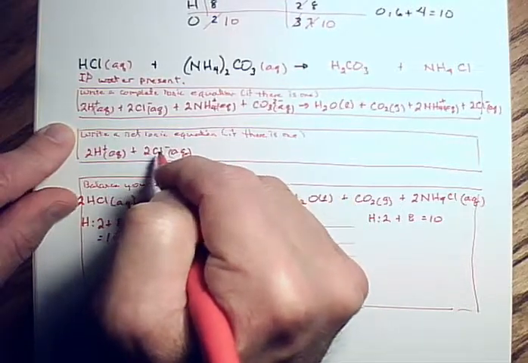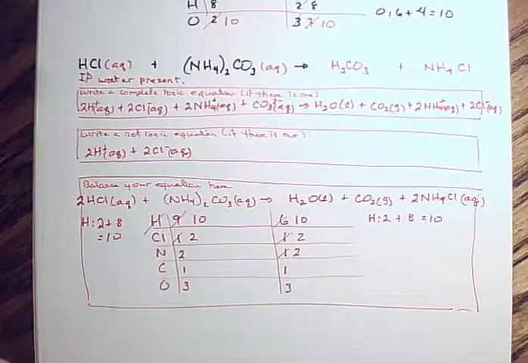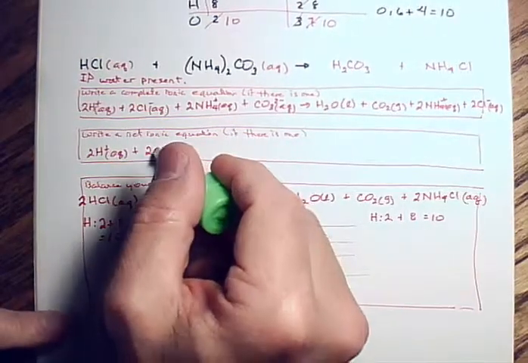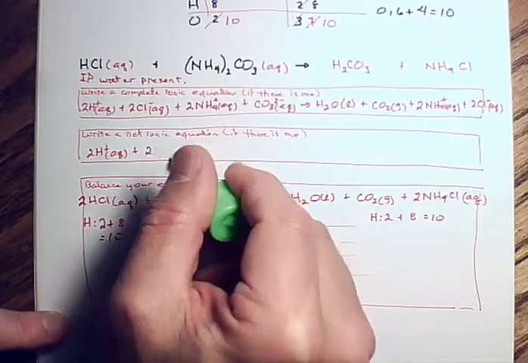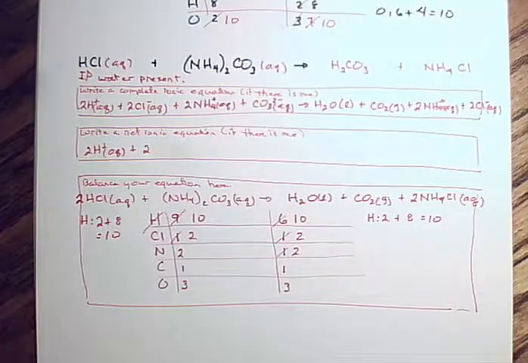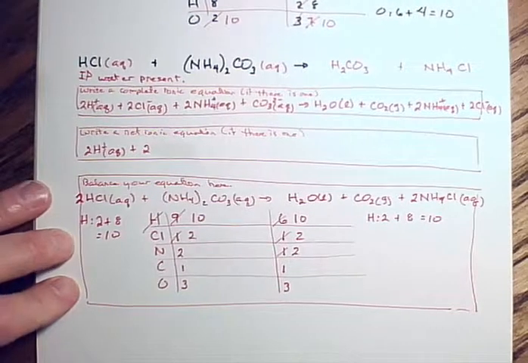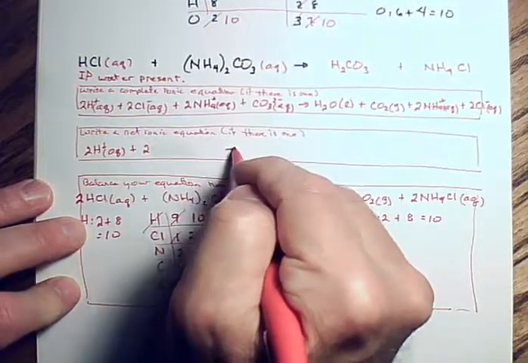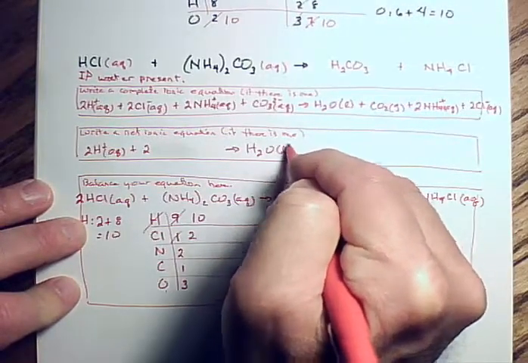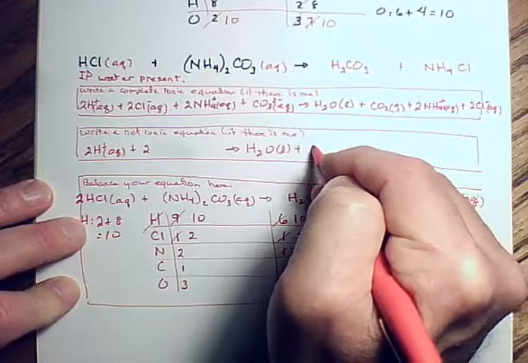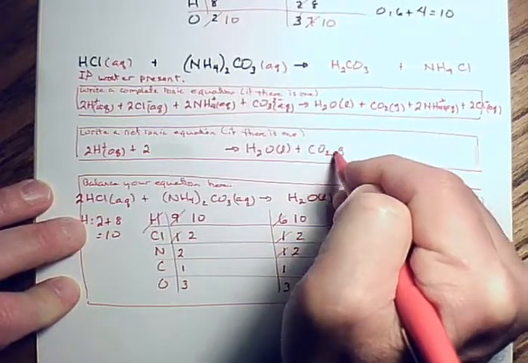Oh, I wrote the wrong thing. That's not going to be there. It's supposed to be the CO3 that's going to be there, not the Cl. Alrighty, let's make sure we get rid of that. I'll come back and finish that after that has a chance to dry. On the other side, we're going to have H2O and CO2.